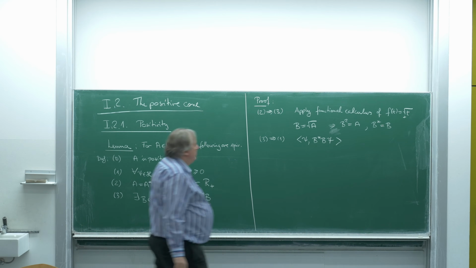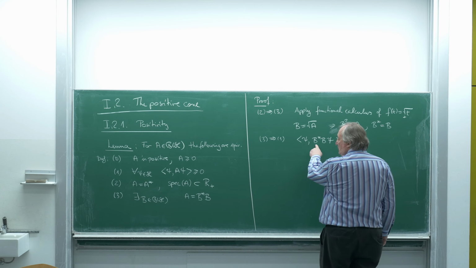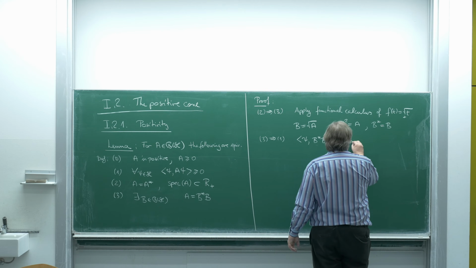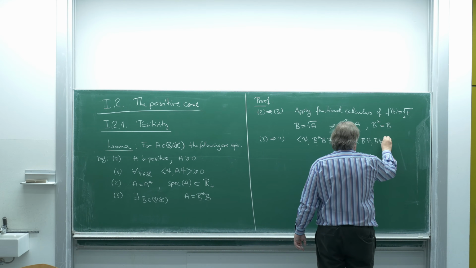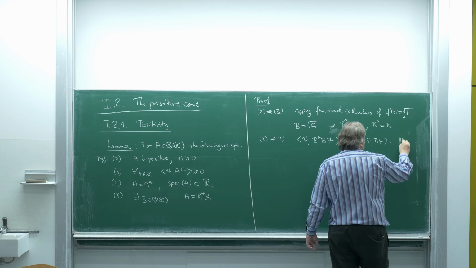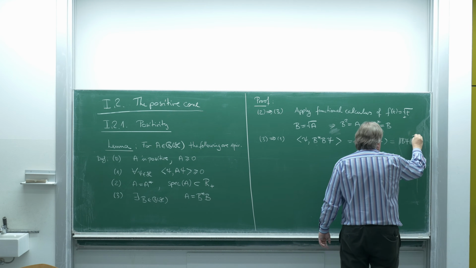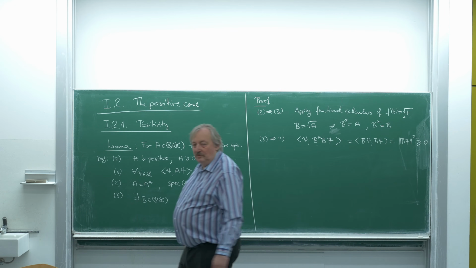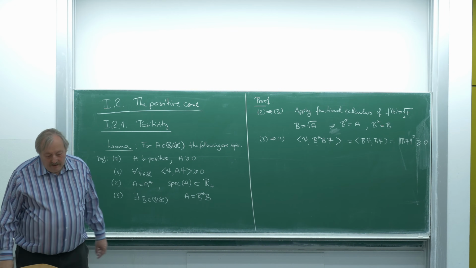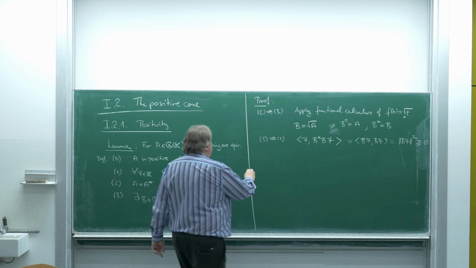But now B star B, this is a bounded operator. We can just use the definition of the adjoint. So this is B psi, which is the norm of B psi squared, which is always positive. Right? That's a basic property of scalar products.